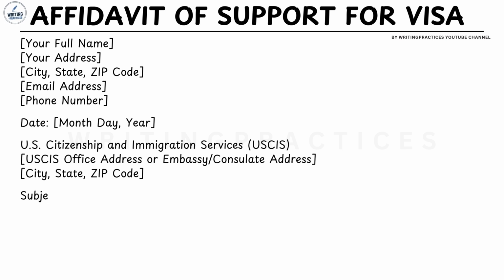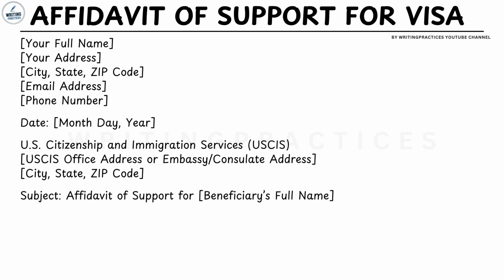Subject. The subject line clearly states the purpose of the letter. For example, subject: Affidavit of Support for Beneficiary's full name. This direct subject line immediately tells USCIS or the consulate what the letter is about, making it easier to organize and review. Salutation. Start with a formal greeting: Dear Sir or Madam. Since the recipient is likely a formal entity rather than an individual, this greeting is polite and appropriate.